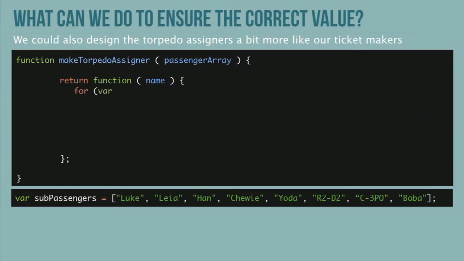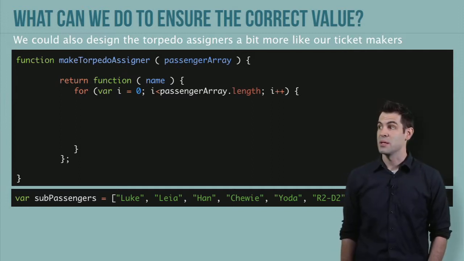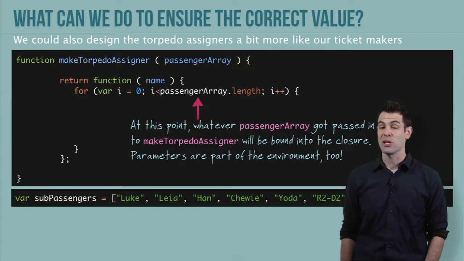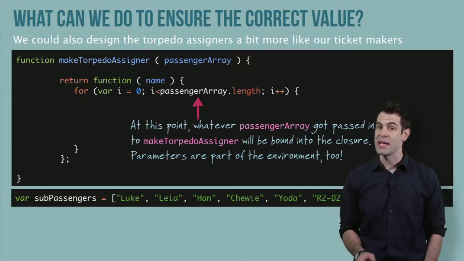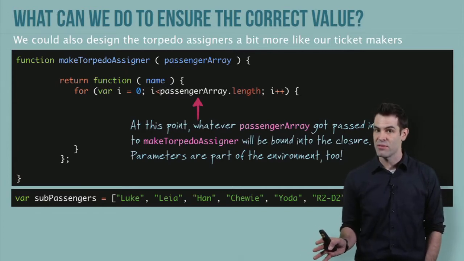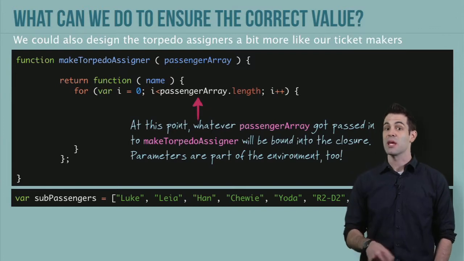Inside our function expression, we'll have our loop. Notice now that the loop is inside the function expression. Something to note here as well is that passengerArray is actually being closed into our function expression. Notice that passengerArray is a parameter and not a variable we ever established inside of our function. That's because parameters can be closed up too.